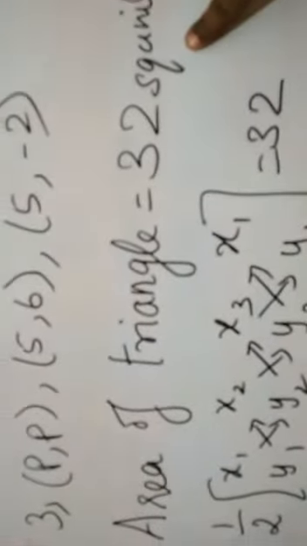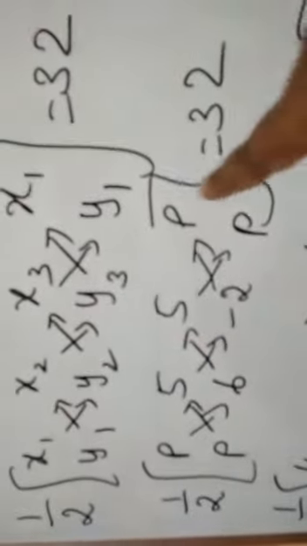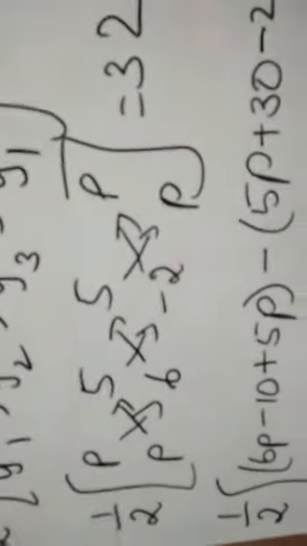Question number 3. The vertices of the triangle are given and the area of the triangle is given as 32 square units. So, area of triangle formula: half x1, y1, x2, y2, x3, y3, then x1, y1 is equal to 32. Now, consider the first one as x1, y1, x2, y2, x3, y3. So, half into p, p, 5, 6, 5, minus 2. Again, the first will come here, p, p is equal to 32.